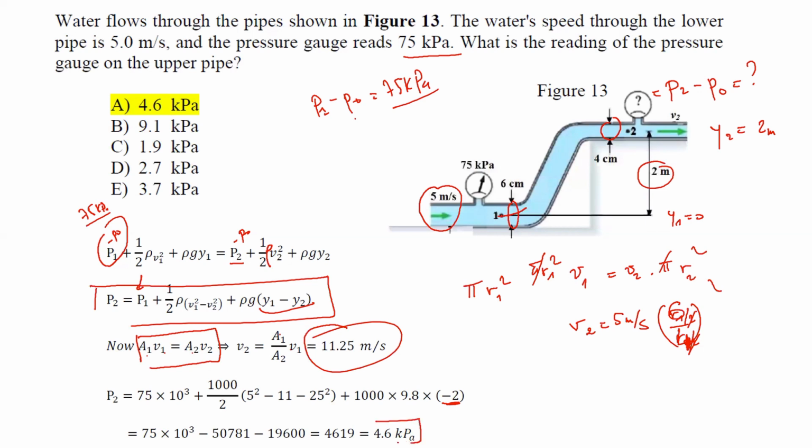So this is the P2 that I get. And be careful here a little bit, because here I'm talking about gauge pressure. But here they were nice. Actually, they should have talked about absolute pressure because you don't need the gauge pressure. Gauge pressure is absolute pressure minus atmospheric pressure.